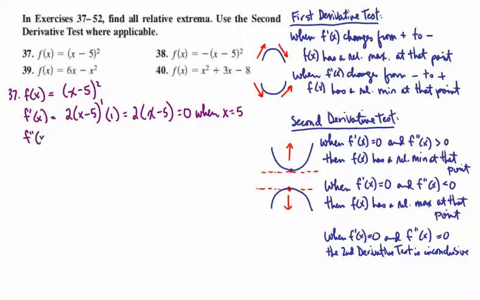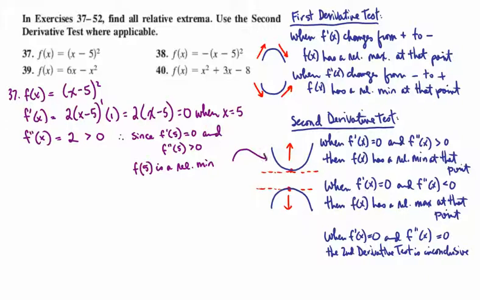So let's go on to the second derivative then. If I multiply that out, 2x minus 10, the second derivative is 2, always, which is greater than 0, so it's positive. Therefore, since f prime of 5 is 0, that means we have a horizontal tangent when x is 5, and f prime prime of 5, the second derivative, is positive at x equals 5. f of 5 is a relative minimum. We have a horizontal tangent at x equals 5, and the function is concave up at that point. Therefore, we must have a relative minimum.